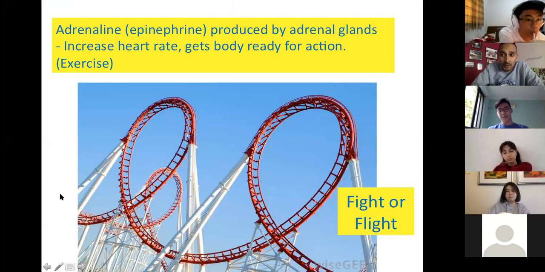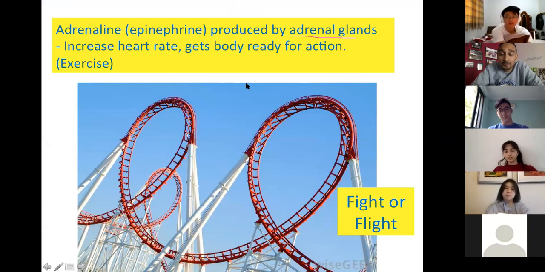Does anyone remember where the adrenal gland is? Where in your body is the adrenal gland is the question. It's like kidney or pancreas. Yeah, it's on top of the kidney. So if I draw a kidney, okay, the adrenal gland is found right on top here. It sits on top.